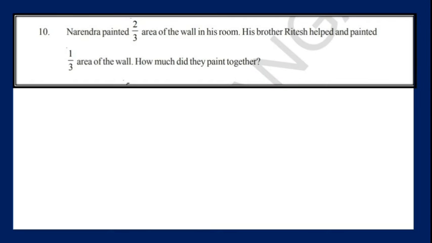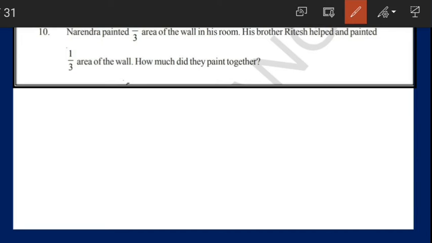See here, Narendra painted 2 by 3 area of the wall in his room. His brother Ritesh helped and painted 1 by 3 area of the wall. How much did they paint together? Together means just we have to add the portions painted by Narendra and Ritesh. Okay, so just follow the steps.